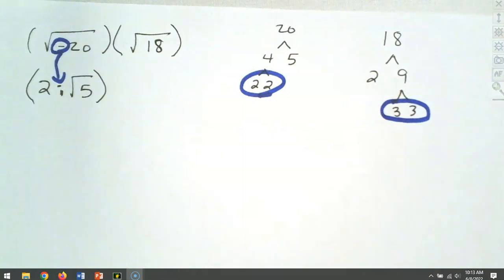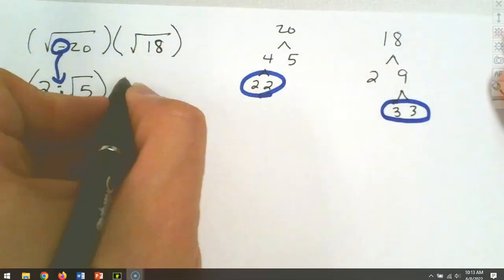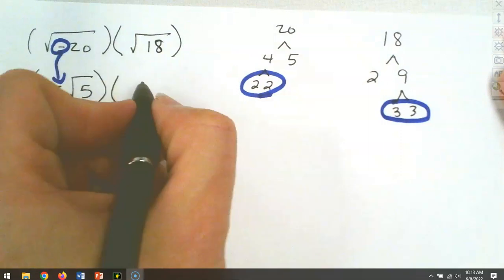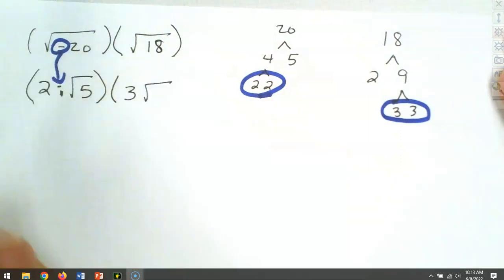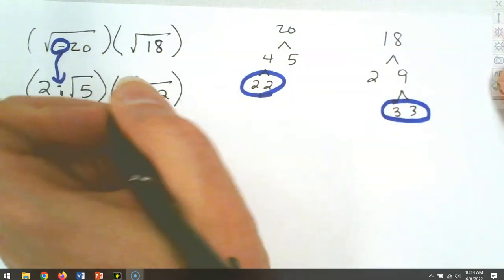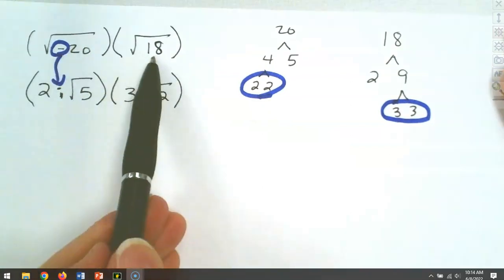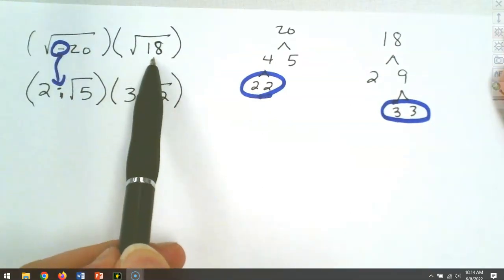These are not difficult, it's just new. But square roots are actually pretty easy to work with. So that's going to be a 3 square root of 2. Why do I not have an i? Well, this one's a positive 18, isn't it? So there's no i with it.